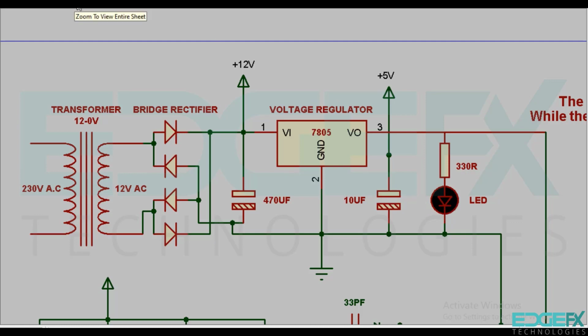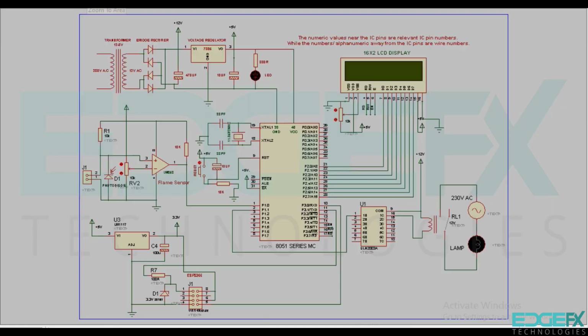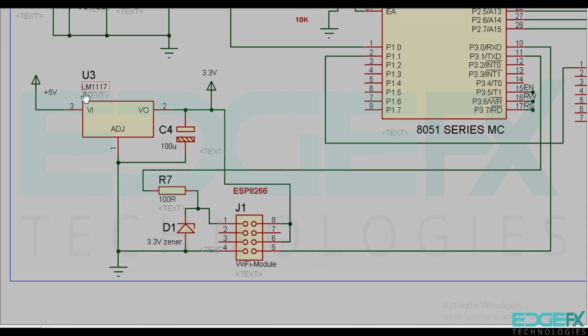which is then followed by a red LED for power indication in series with the 330 ohm resistor. In addition to this power supply, we also have one more regulator, LM1117, the output of which is connected to the VCC of the Wi-Fi module to get a 3.3 volt supply.